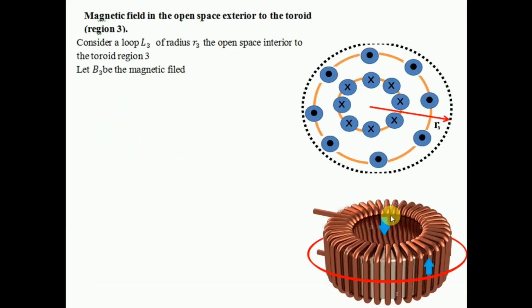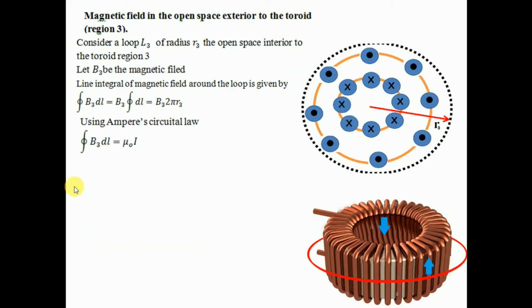Now we'll take region number 3, the open space at the exterior of the toroid. So this region. We'll consider a loop of radius r3 and let B3 be the magnetic field out here. So the line integral, I can write this, and the integration of dl is 2 pi r3, the circumference of this loop. Using Ampere's circuital law, we can write the line integral to be mu naught I.